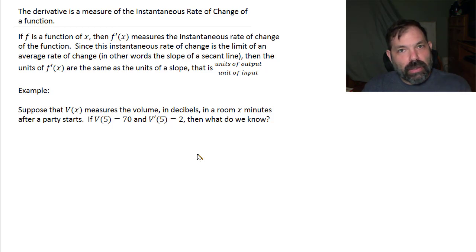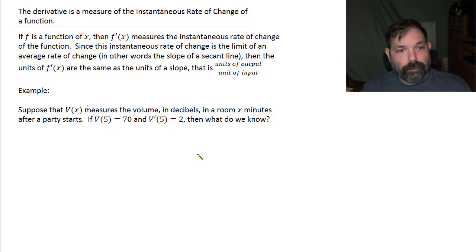And since this is a limit of the average rate of change, the slope of a secant line, then the units of f prime of x are the same as the units of that slope, which is the units of output divided by the units of input. Same as how we interpreted slope back in an algebra course.